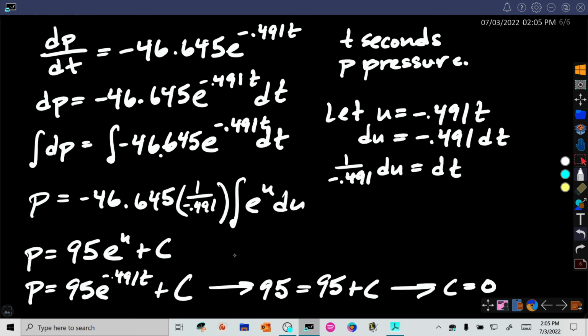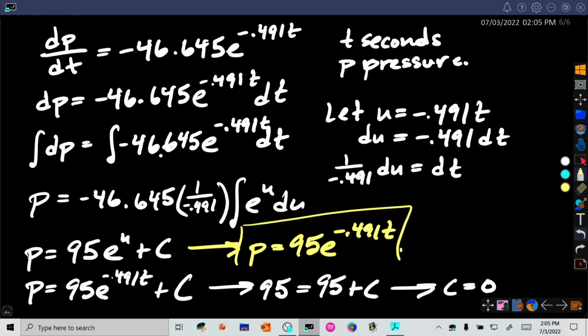So that means that our actual solution, which I'm going to mark in yellow here, is going to be P equal to 95 e to the minus 0.491t. That's it. That's our solution. This whole thing right here.